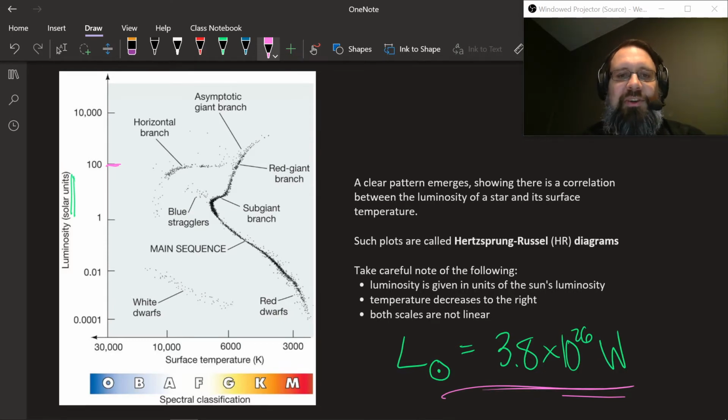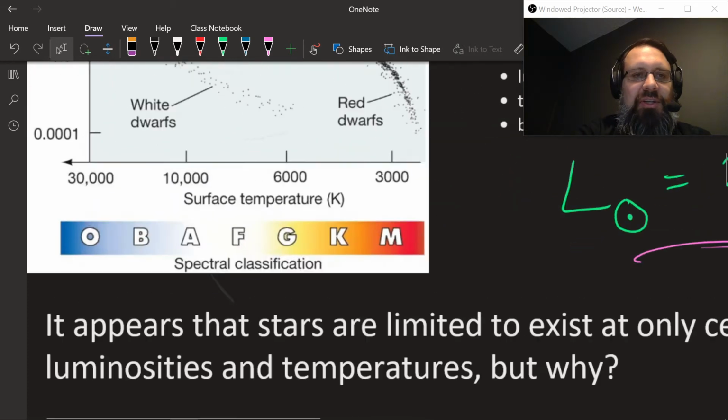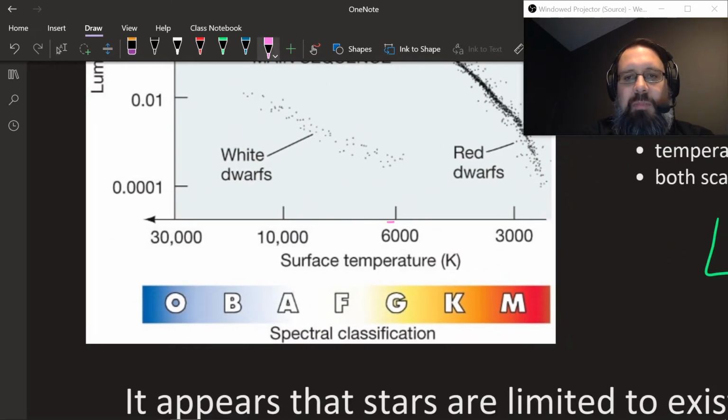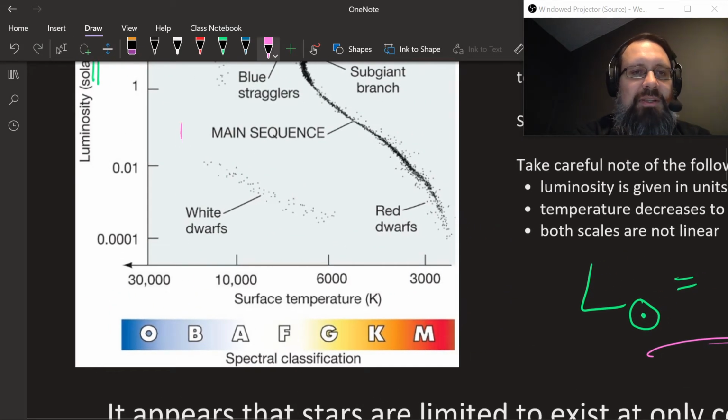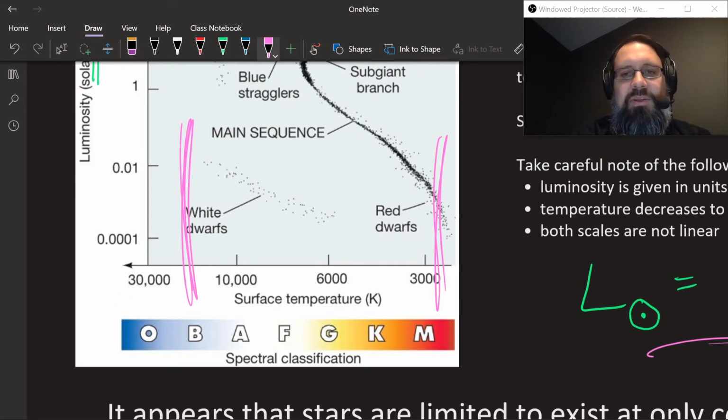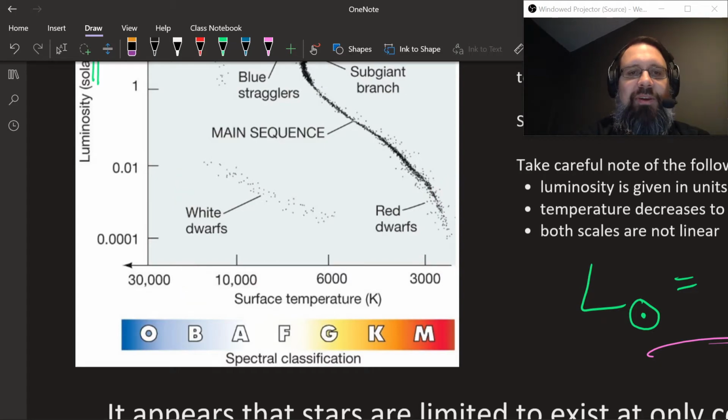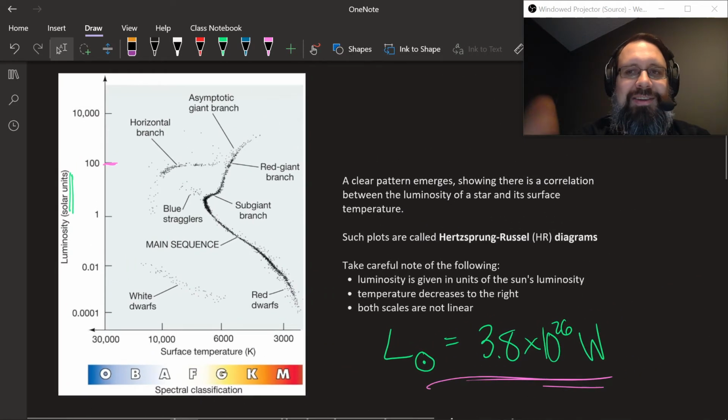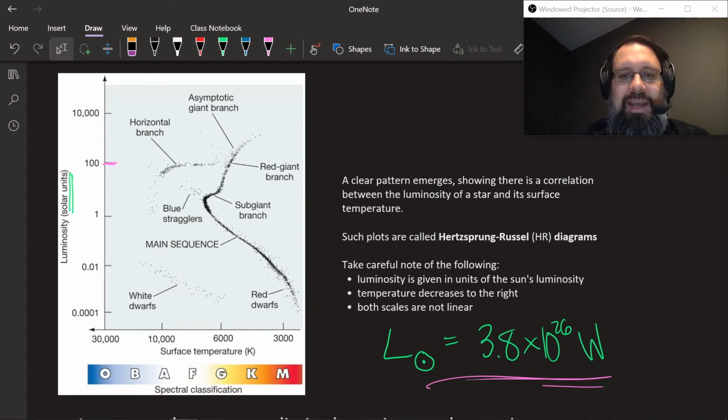Secondly, temperature decreases to the right. So this is really strange. Notice that the temperature actually gets smaller when you go to the right. So it's a reversed chart. Instead of the numbers increasing to the right, they're actually decreasing to the right. That means the hotter stars are over here and the colder stars are over here. I don't know why we do it that way. That's how it's done.